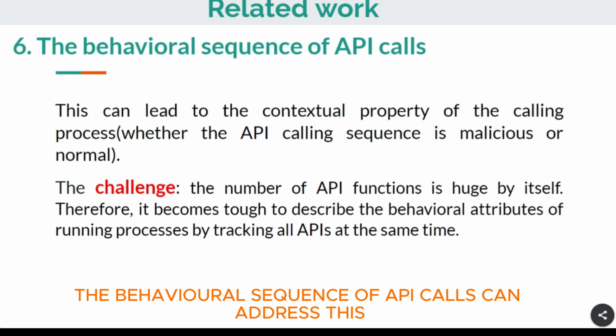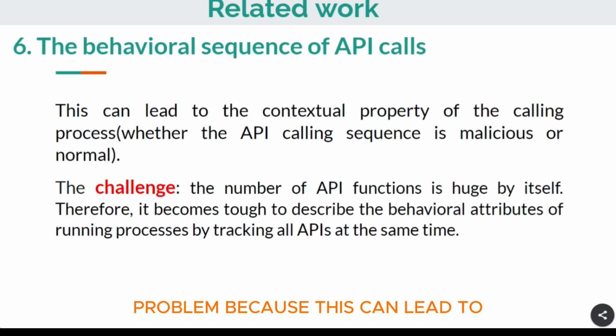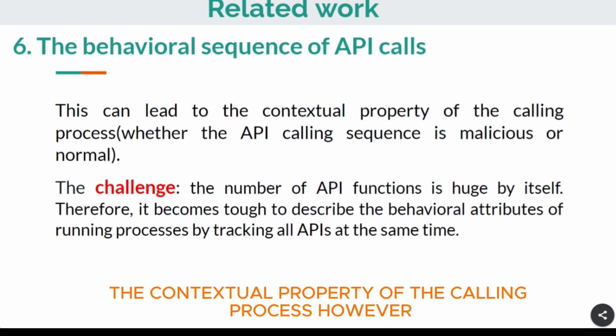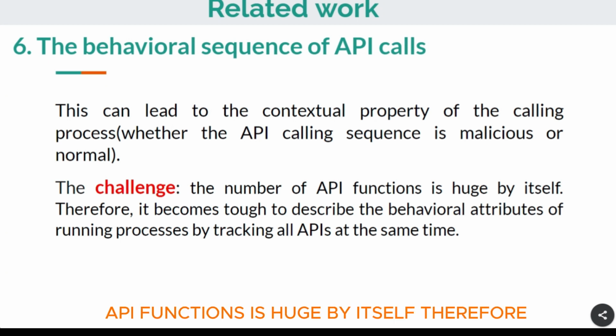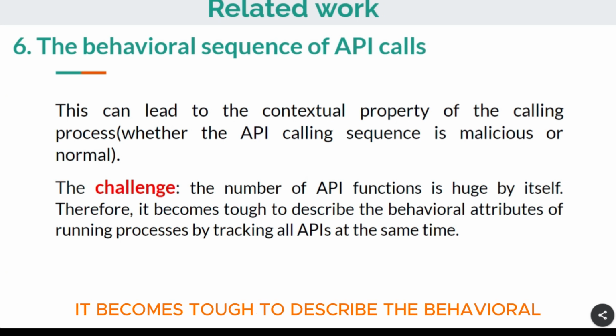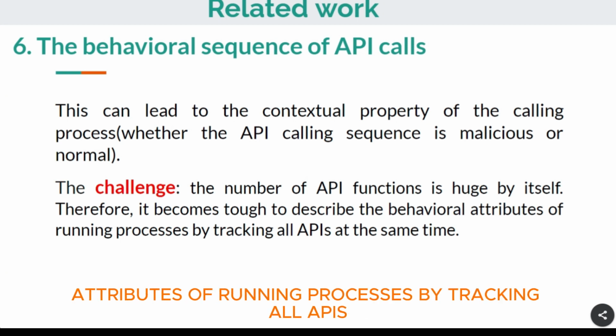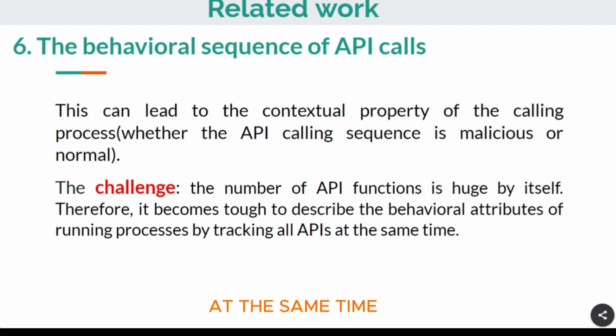The behavioral sequence of API calls can address this problem because it can lead to the contextual property of the calling process. However, this may pose a challenge. The number of API functions is huge by itself. Therefore, it becomes tough to describe the behavioral attributes of running processes by tracking all APIs at the same time.